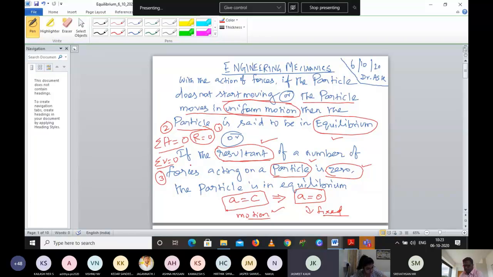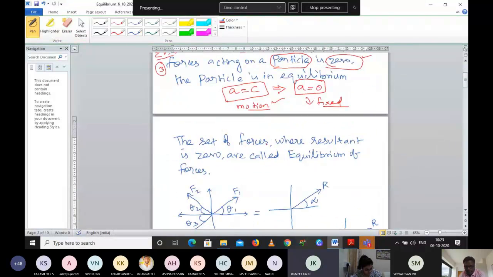So now we are going to study equilibrium of a particle. The set of forces where the resultant is equal to 0, those forces are called equilibrium of forces. This is very important. Please underline that: the set of forces where the resultant is 0 are called equilibrium of forces.